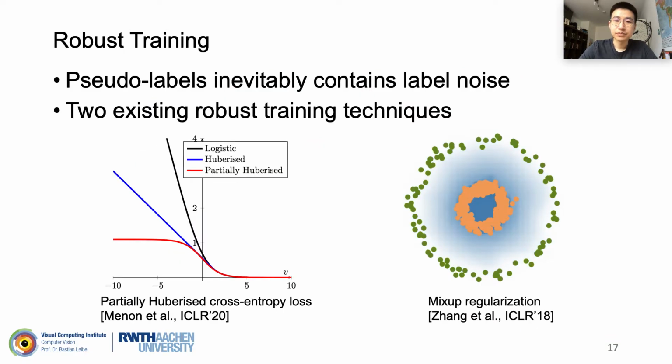To handle these potentially noisy labels, we experiment with two existing robust training techniques. First is a partially Huberized cross-entropy loss, a noise-tolerant loss function. Second is a mix-up regularization. It generates training samples by linearly mixing both the input and the label of two data points, thus encouraging convexity in the latent feature space.